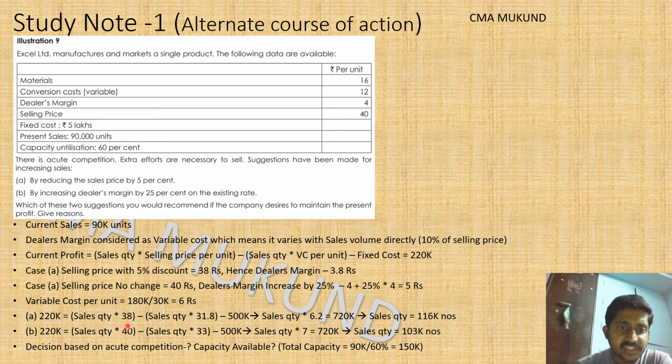So 38 rupees is the selling price in case A, and 31.8 is the variable cost. How does this become 31.8? Material is 16, conversion cost is 12, putting together it becomes 28, and 28 plus 3.8 rupees as the dealer's margin, putting together it becomes 31.8 as the variable cost.